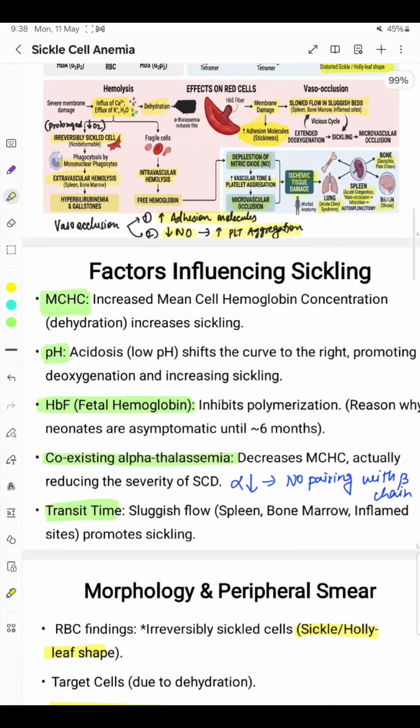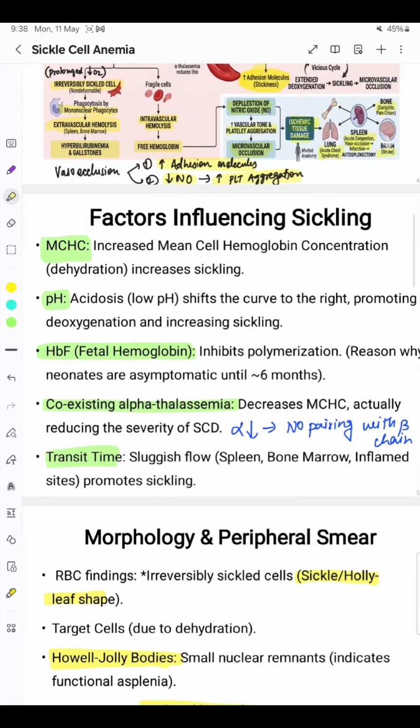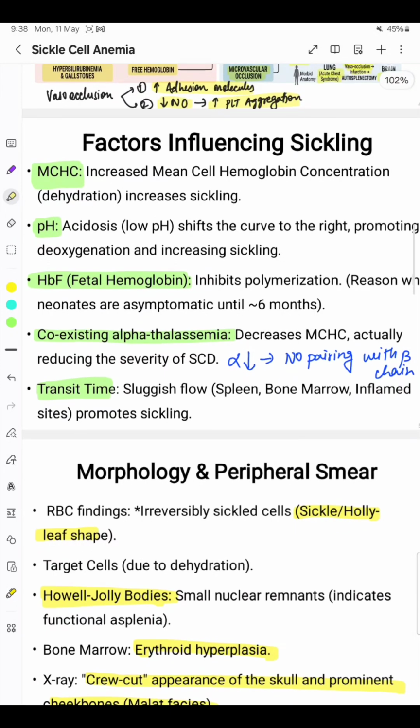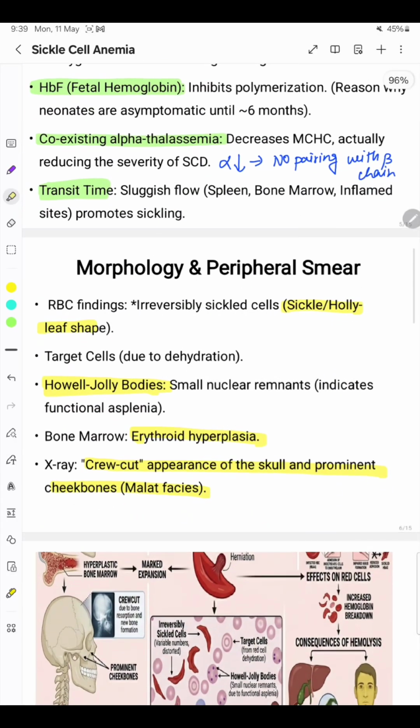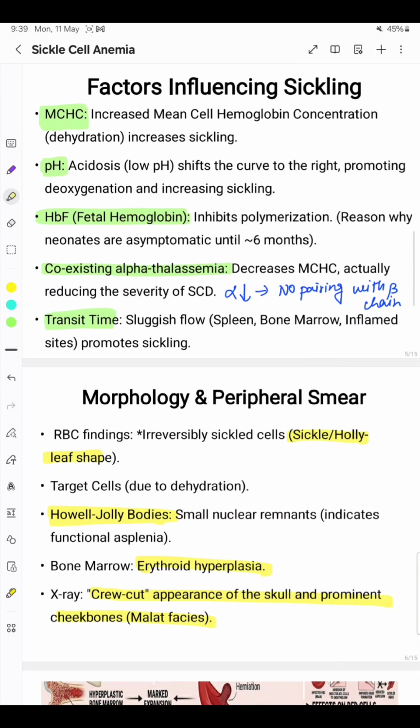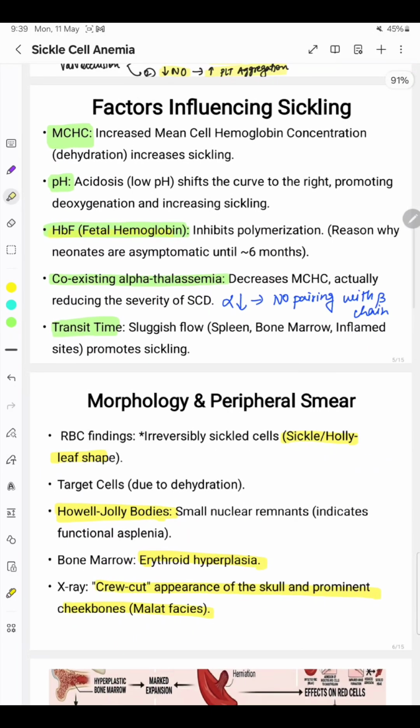Now, what are the factors affecting or influencing sickling? MCHC, mean cell hemoglobin concentration: increased MCHC increases sickling because of dehydration. Acidosis shifts the curve to the right, promoting deoxygenation and increasing sickling. Fetal hemoglobin and adult hemoglobin inhibit HbS polymerization, and that's why they decrease sickling.